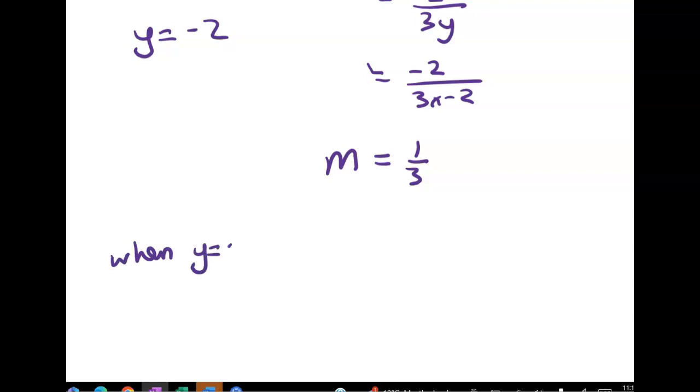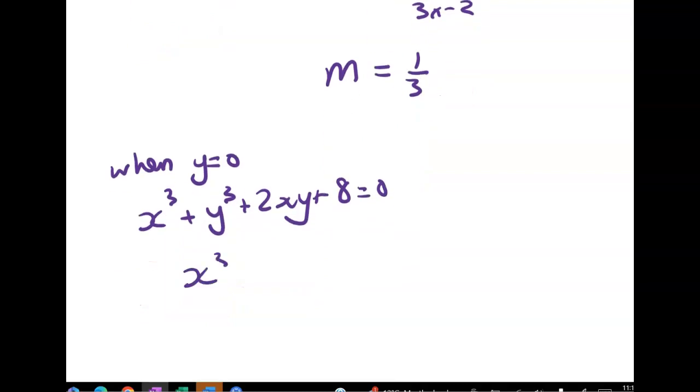So when y is equal to 0, we can find the x coordinate. We've got x cubed plus y cubed plus 2xy plus 8 is equal to 0. So we have x cubed plus 8 is equal to 0, giving me x is equal to negative 2. So my coordinate is (-2, 0).